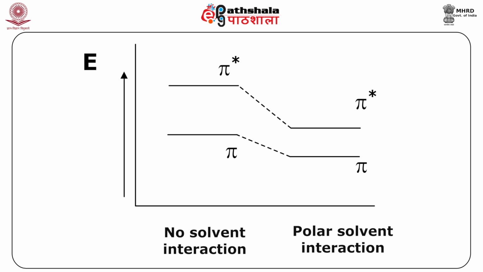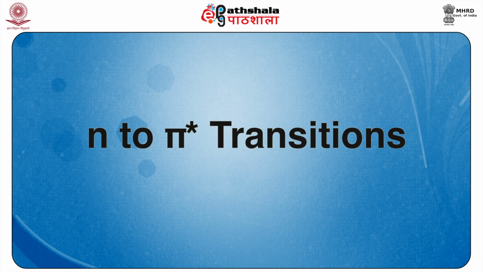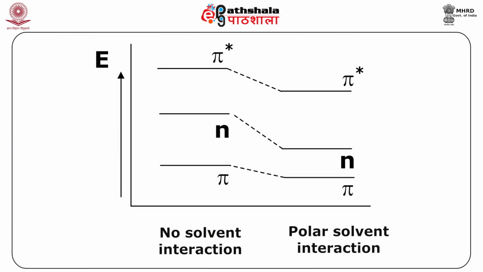absorption in a polar solvent such as ethanol will be at a longer wavelength, that is a red shift will be observed than in a non-polar solvent such as hexane. Considering the n to pi star transitions, in case of n to pi star transitions, the polar solvents form hydrogen bonds with the ground state of the polar molecules more readily than with the excited states. Consequently, the energy of the ground state is decreased, which further causes the increase in energy difference between the ground and the excited state energy levels.